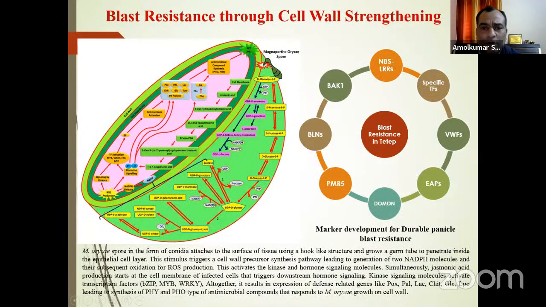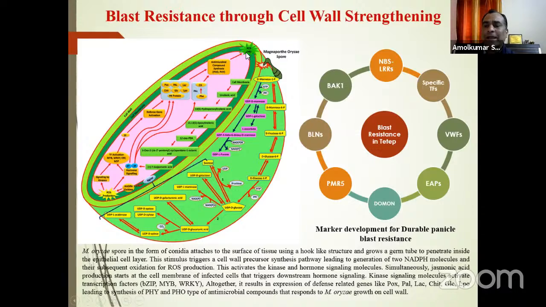So from this, we have proposed this mechanism: whenever Magnaporthe spores attach to this particular cell, what is happening at the cell wall and cell membrane, when it enters through the appressorium, is that there is a signal through changes in carbohydrate molecules. It is passed inside the cell, and there is ROS production. Because of ROS production, the signal is detected by kinases. After that, through transcription factors, these defense-related genes get activated, like chitinase, PAL, laccase, glucanase, or PR genes. Further, this pathway passes information and antimicrobial compounds get activated.